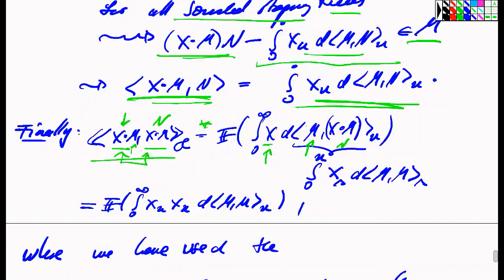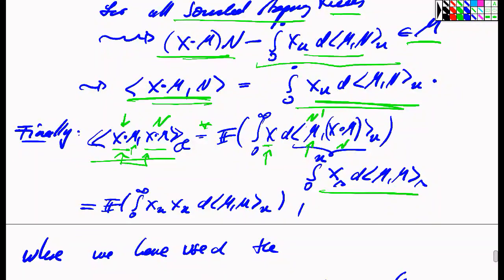And if we take a look at what we have here, inside again we have a stochastic integral with respect to a bracket process. But we can iterate our previous understanding. We have just shown that the bracket process of this x dot m object with any other process is given through this formula. So here, if you like, we have a new n prime which we use here. That's now our n prime, and we know that, let me write it like this.